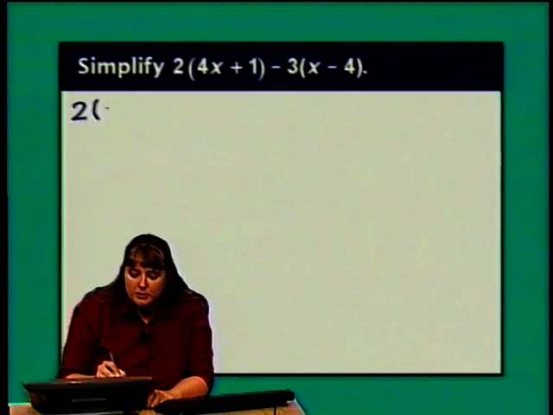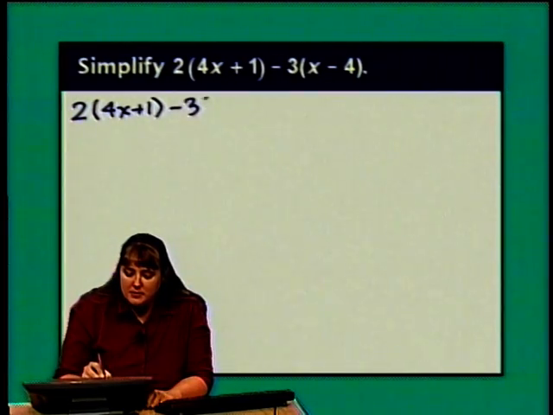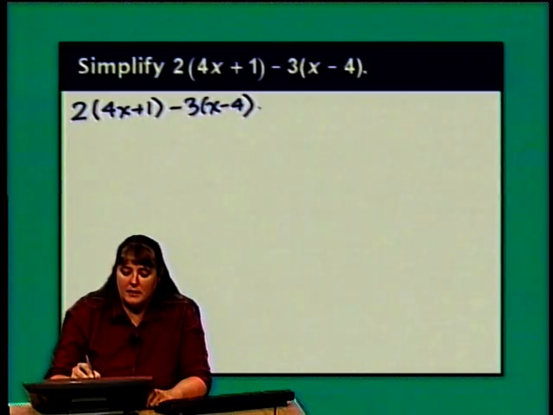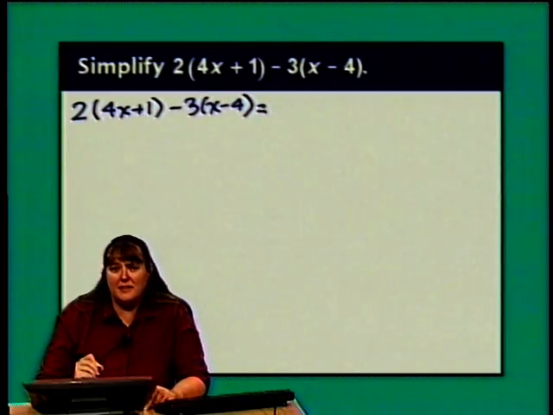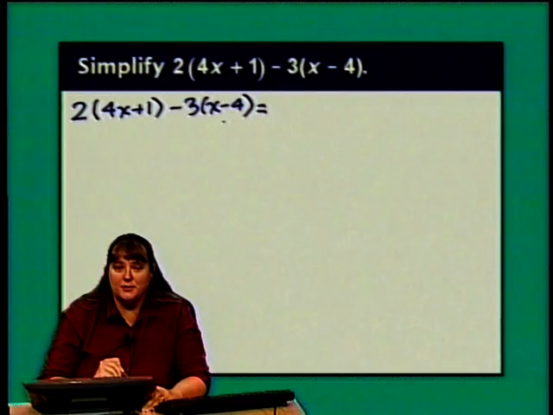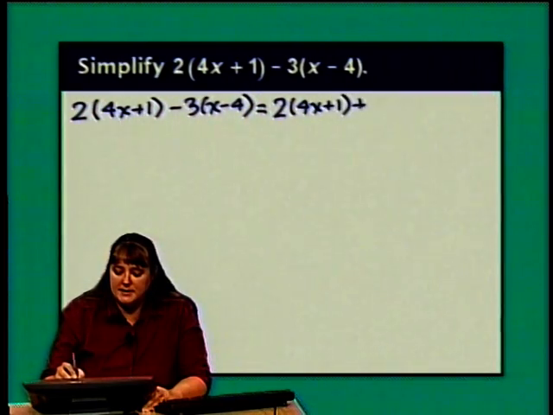Now let's try 2 times the quantity 4x plus 1 minus 3 times the quantity x minus 4. Before I do anything on this problem, I'm going to rewrite this as an addition problem. Instead of subtracting 3 times the quantity x minus 4, I'm going to add negative 3 times the quantity x minus 4. So I'm going to rewrite this as 2 times the quantity 4x plus 1 plus negative 3 times the quantity x minus 4.